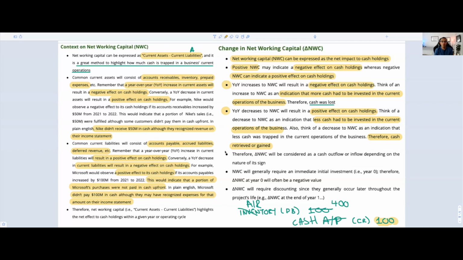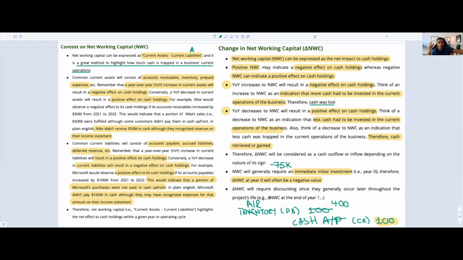Now, sometimes NWC will require an immediate initial investment, all right? And I want you to understand that in a question, if they tell you NWC requires an immediate initial investment, that value at year 0 will have to be negative. So if a question says, for example, you need to invest $75K immediately into the project through net working capital, this would mean that this is minus $75K, all right? Very, very, very important.